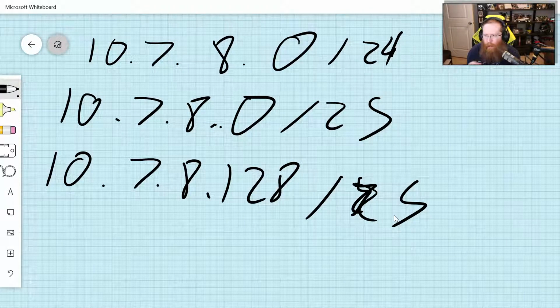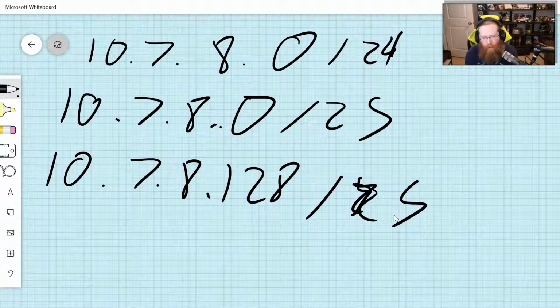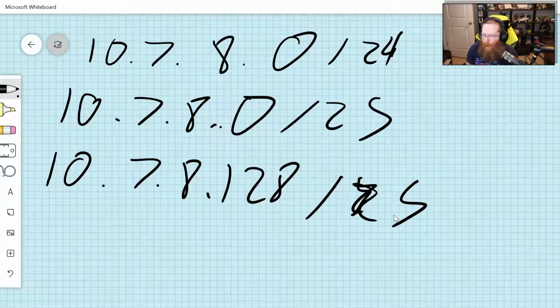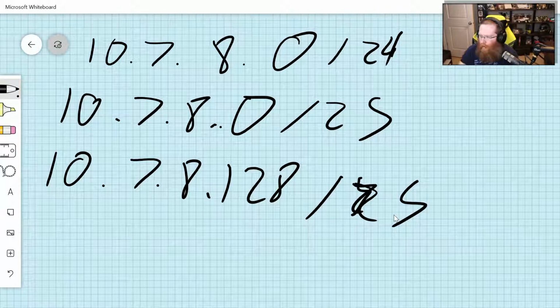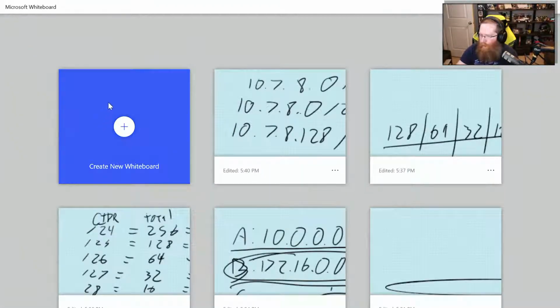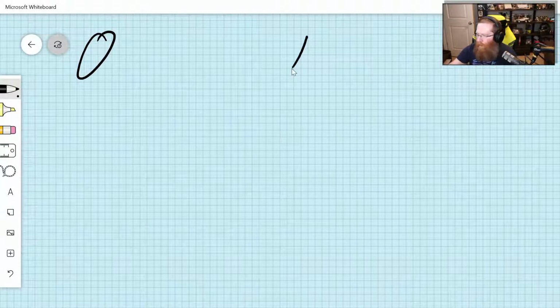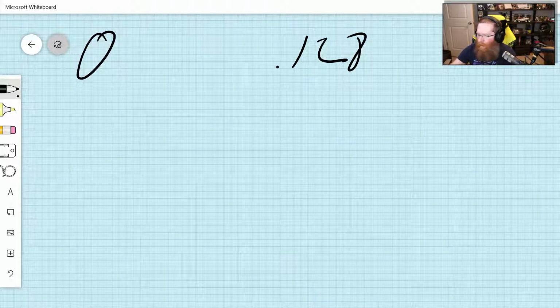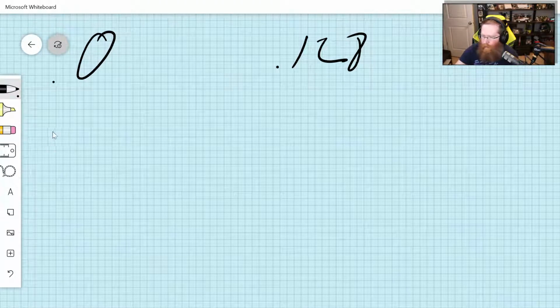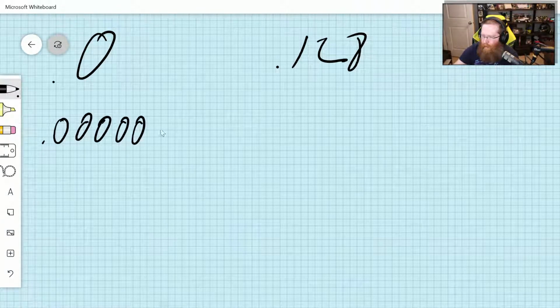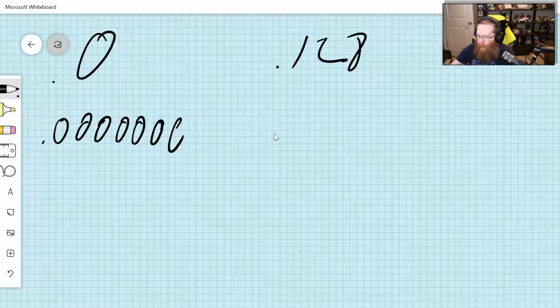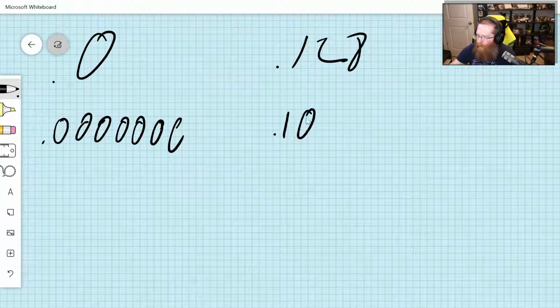All right, but how can I determine if something is in there? Which network does it belong in? Okay, there's 2 ways that we can go about doing this. So we're going to use that 0 and that 128. Okay. So a 0 network is A, 128 is B.